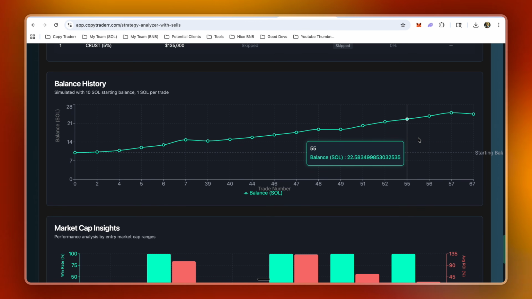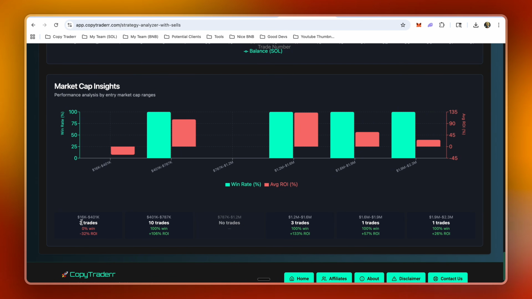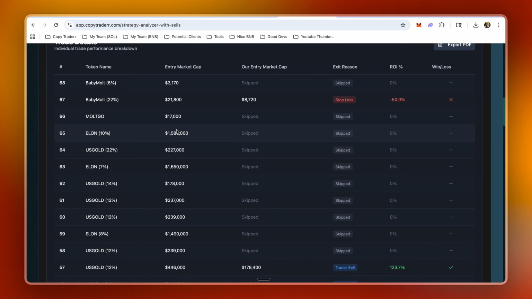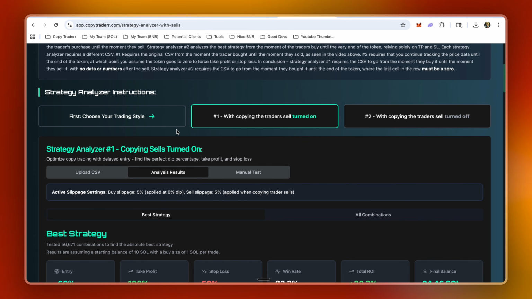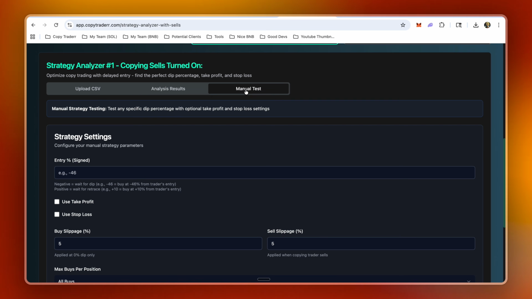Looks very, very nice. We can see if there's any market cap red flags. We see that we lose every trade under $401,000 in market cap. So I can easily set my copy trading bot to not buy any tokens under $401,000 in market cap. And then I can retest to see what the results will be in that case.